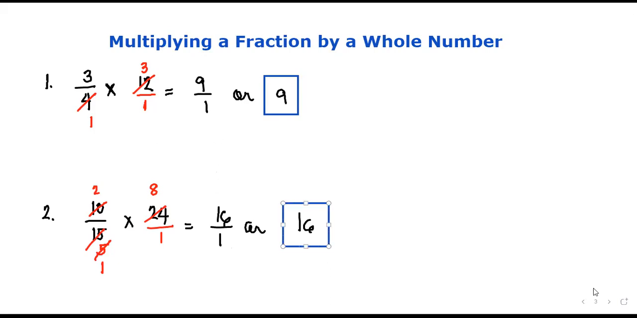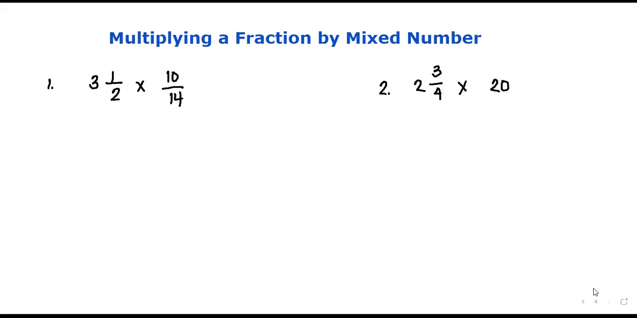Now we're down to our last set of examples. What if you will multiply a fraction by a mixed number? In this case, you have to convert first the mixed number into an improper fraction. Again, convert first the mixed number into an improper fraction. So 3 and 1/2 is equivalent to 7 halves, and then copy 10 fourteenths. Here we can apply the cancellation method.